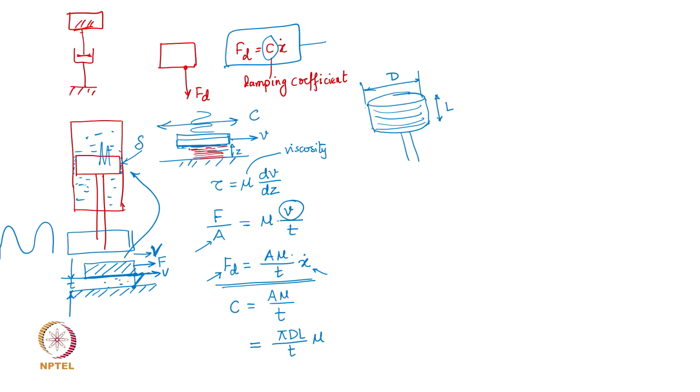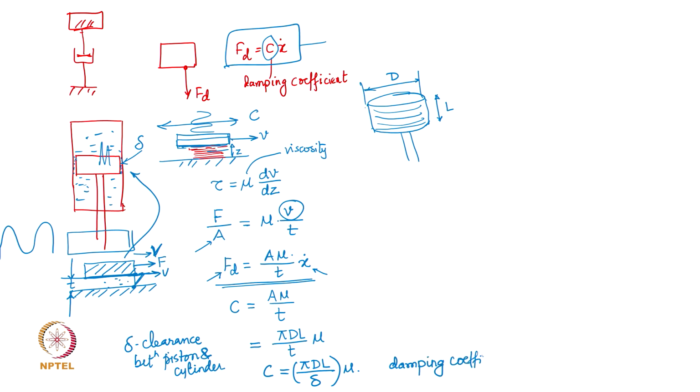indicate the clearance between the piston outer surface and the cylinder inner surface. So delta, if it is considered as the clearance between the piston outer surface and cylinder inner surface, then in that case this C is actually going to be pi D capital L over delta, and of course multiplied by mu. Okay. So this is going to be the damping coefficient, which we have been using without really bothering to know where it comes from, right.